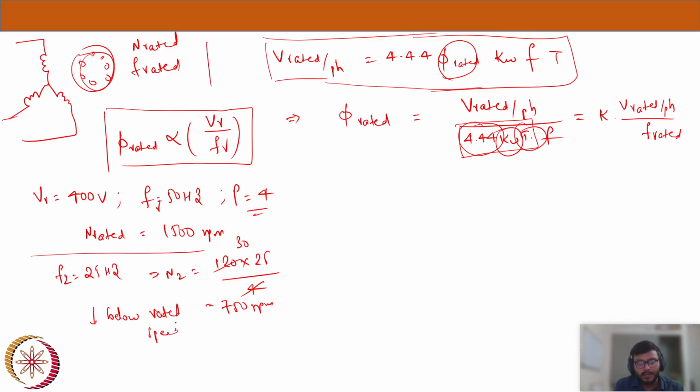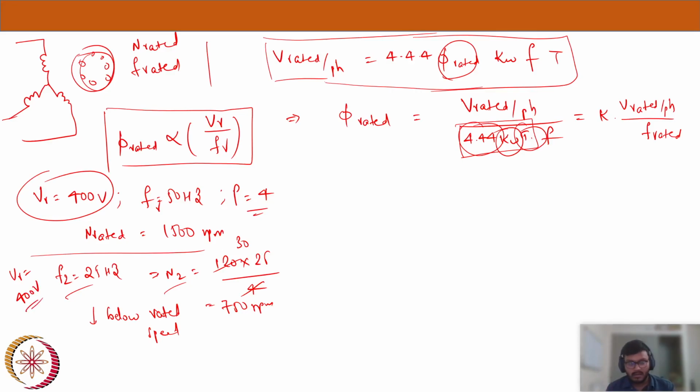That's obvious, because frequency is directly proportional to the speed. If we keep on increasing the frequency, you will get above rated speeds. If we reduce the frequency, you will get below rated speeds. Now we can see we are getting a speed of 750 RPM when I try to run my motor at half the rated frequency. Here I have not changed the voltage. Voltage is still 400 volts.